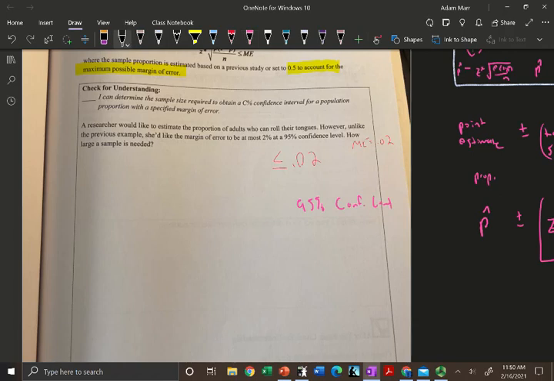All right, very good. How large a sample is needed? So we're going to use the formula for margin of error. That's going to be Z star times the square root of p hat times 1 minus p hat all over n. So let's get everything that we need right here. Okay, first of all, Z star. How do we get that? Well, we know that depends on what the confidence level is. This is a 95% confidence level, so what we're going to do is just go ahead and draw a normal curve.